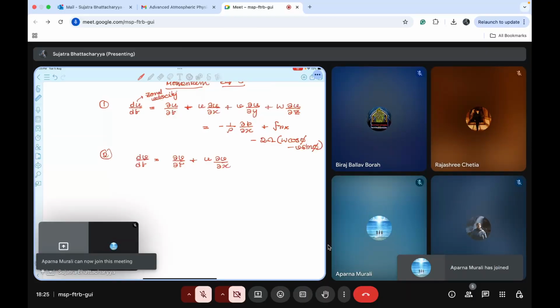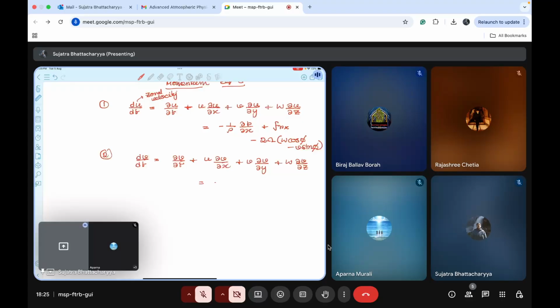So u ∂v/∂x, right? V ∂v/∂y plus w ∂v/∂z, the advection term, is equal to minus 1/ρ ∂p/∂y plus F_ry. Centrifugal I am not writing, because centrifugal is very feeble in magnitude, so I don't want to write it right now. Then the Coriolis term, 2Ω u sin φ.